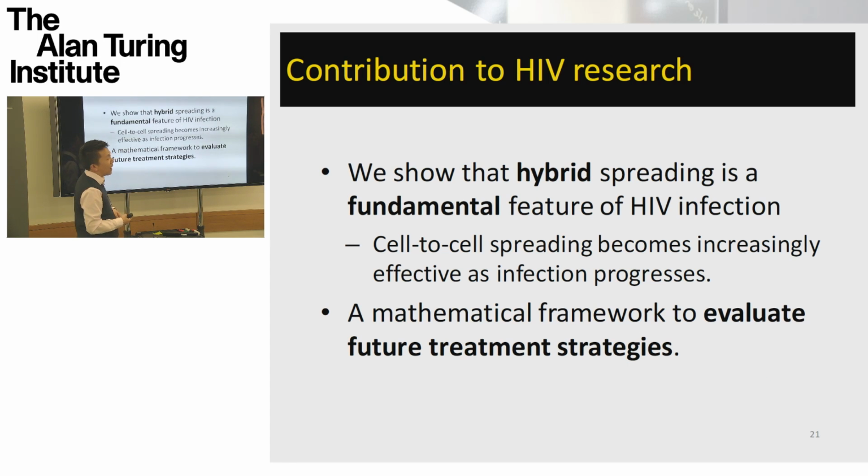So basically, I think our contribution is twofold. Firstly, we show and explain why cell-to-cell spreading is such an important element you shouldn't ignore, and in particular, it becomes more and more effective as the infection progresses. So it means, in the first half, maybe cell-free spreading is important, but in the second half, more importantly, it actually happens in your lymph nodes.